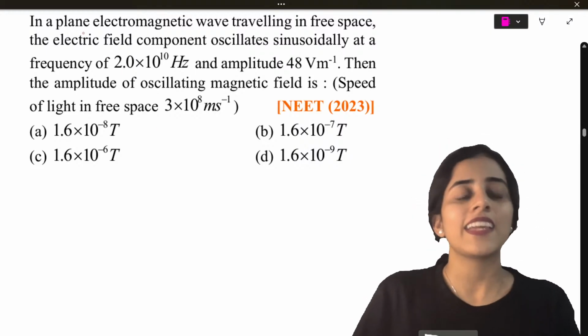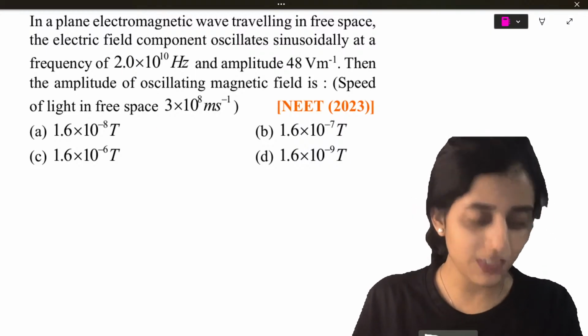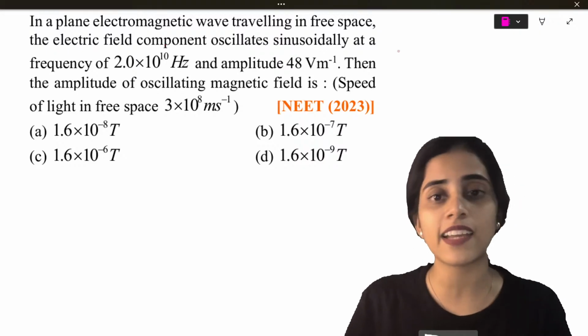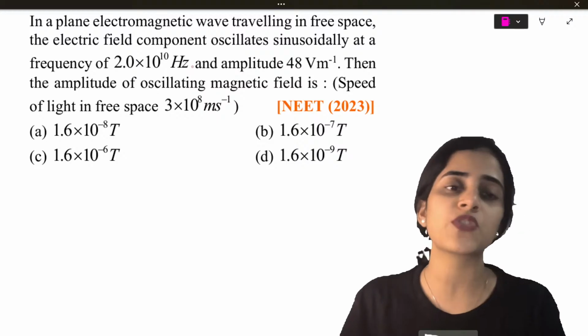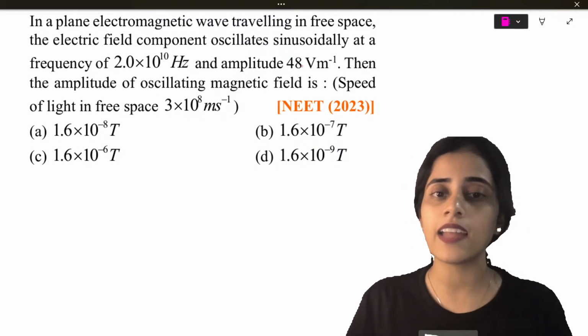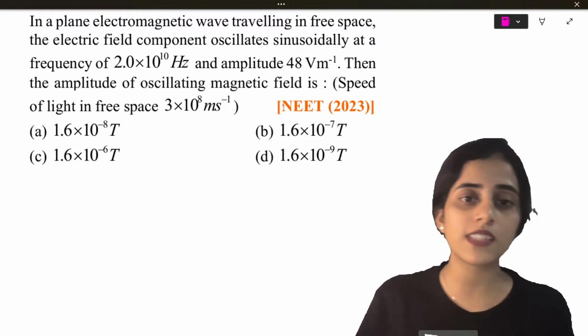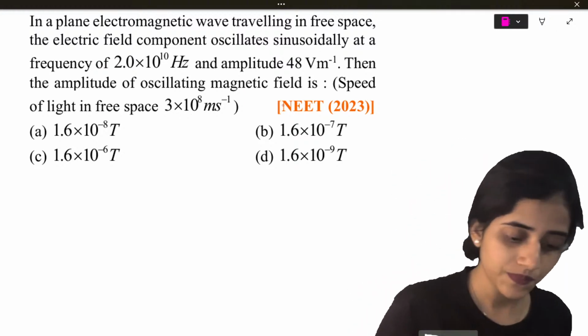In a plane electromagnetic wave traveling in free space, the electric field component oscillates sinusoidally at a frequency of 2 × 10^10 Hz and amplitude 48 volts per meter. Then the amplitude of the oscillating magnetic field is?